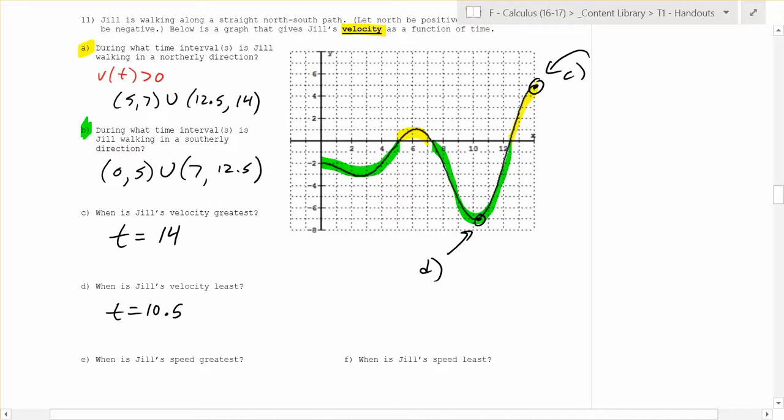When is Jill's speed greatest? Speed is the absolute value of velocity. So when is that going to be? When is it furthest from the x-axis? 10.5. Exactly. That's also T equals 10.5. So that's also E as well.